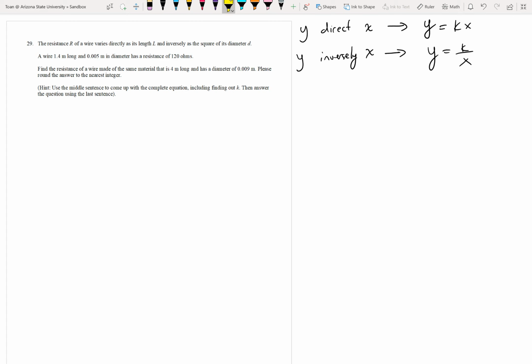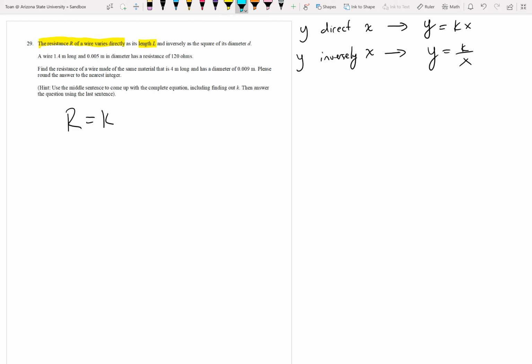It says the resistance R of a wire varies directly. I'm not going to stop reading. That's one of those key words there. So I know that I'm automatically going to start with variable, in this case resistance, equals k. So now all I have to do is read what players are involved. Let's see. It varies directly with its length L, and inversely.